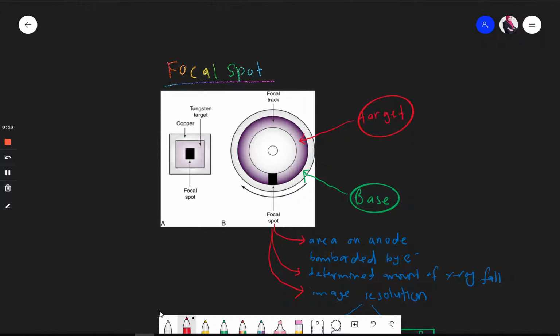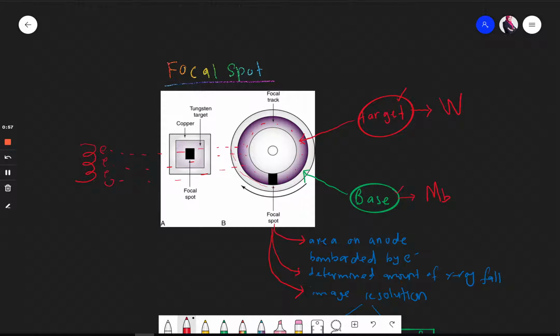Firstly, what you need to know is within the anode disc. This is the anode disc. There are two compositions. Firstly, the target, and another one is the base. So this is the target. The purple color is the target. It is the area where the electron coming from the filament is bombarded or accelerated into the target area. The other one is the base. This is the base. The base is made of molybdenum and the target is made of tungsten.